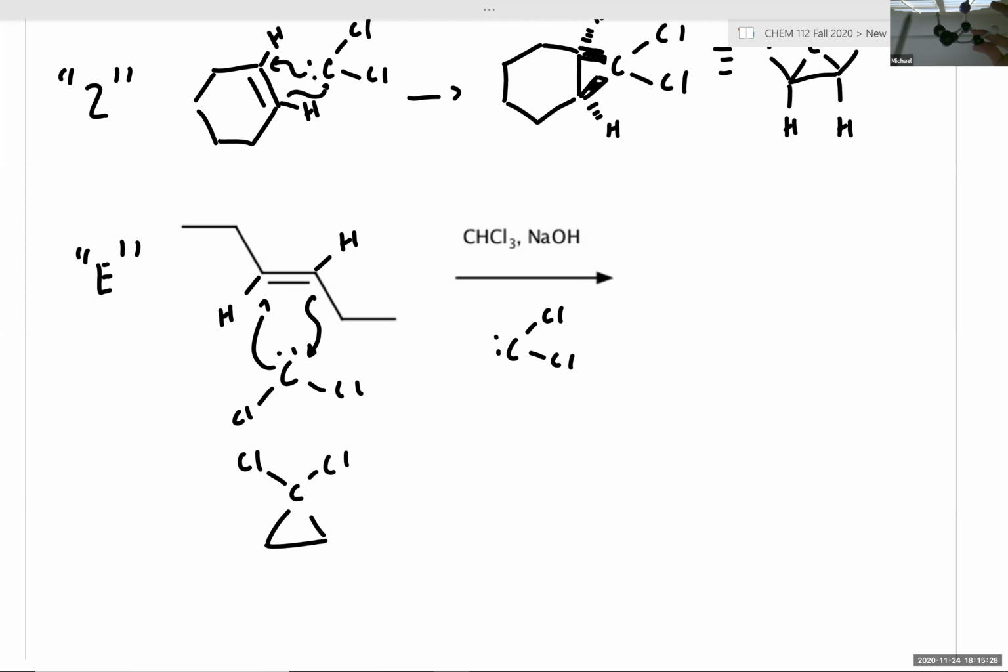What's pointing towards us on the left? What group is pointing towards us on the left? The ethyl, exactly right. So we draw that with a wedge. And now what's in the back on the left? The hydrogen, yep.